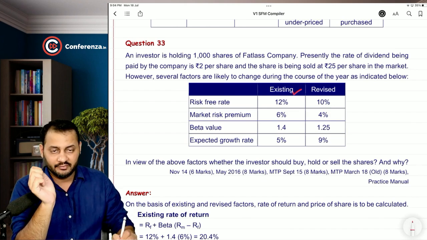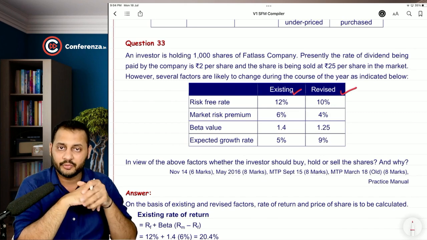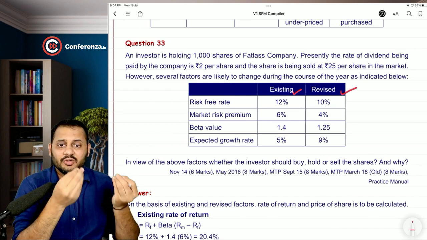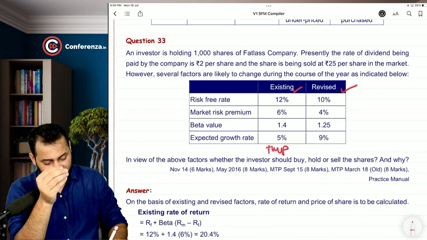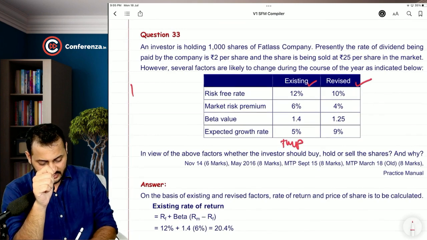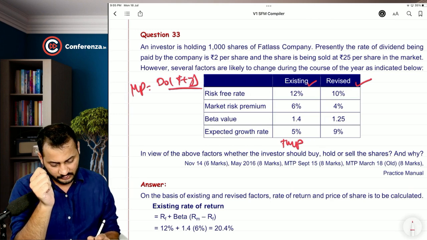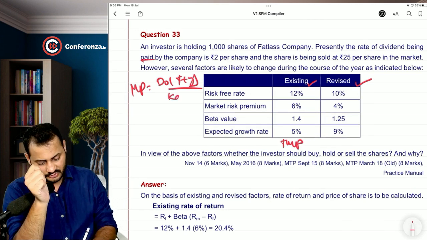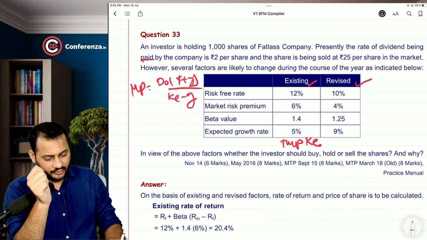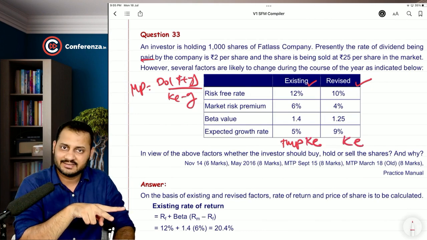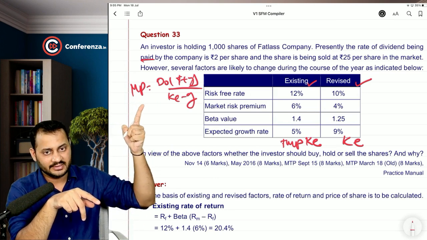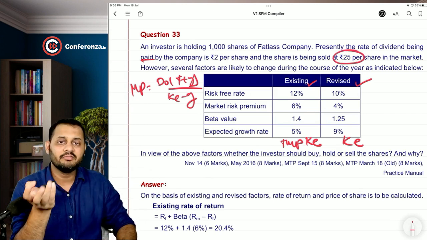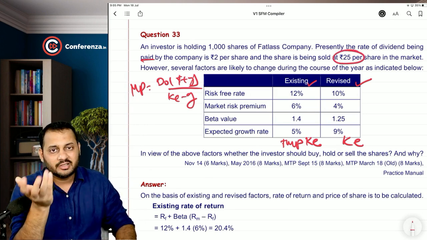The existing data has been given to you and the revised data is also given to you. The data is changing. Calculate the theoretical market price in each case. What you need is this: market price is equal to D0 into (1 plus growth), that is the paid dividend D0, divided by cost of equity minus growth. So you will calculate cost of equity using two different data, existing and revised data, and these two different costs of equity will be used to calculate two different market prices, which will be compared with the 25, and then we are going to say whether it is overvalued or undervalued.